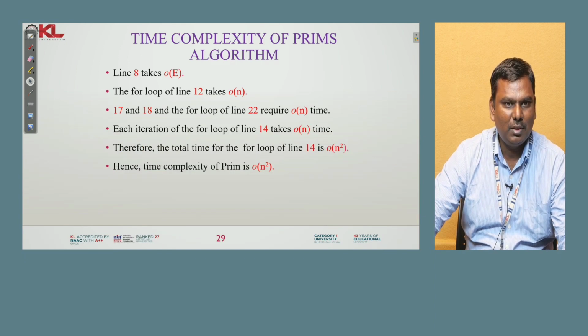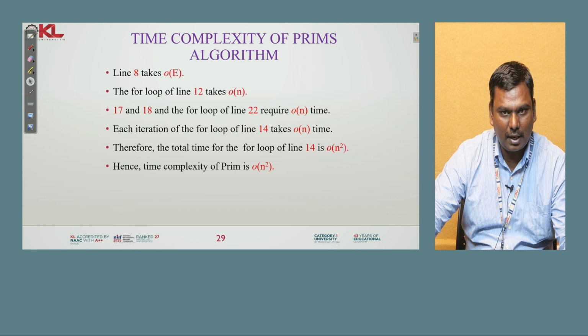In the algorithm above, the number of lines is 8, and the for loop uses 12 lines. For lines 17 and 18, the for loop at line 22 is order of n times, and line 14 is order of n times, and together they are order of n square times. The total is found to be order of n square times.